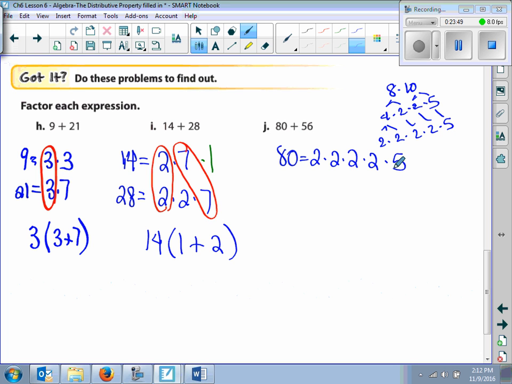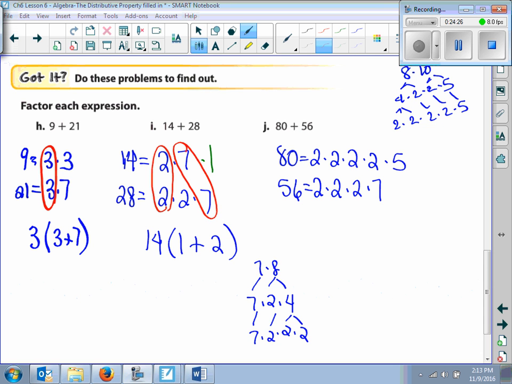Okay? And then we have to do 56. 56, 7 times 8, right? So let's see, 7 times 8, that one's prime. The 8 can be broken down to 2 times 4. 4 can be broken down to 2 times 2. Good, and then we'll bring these down. So 56 is 2 times 2 times 2 times 7. Very good.